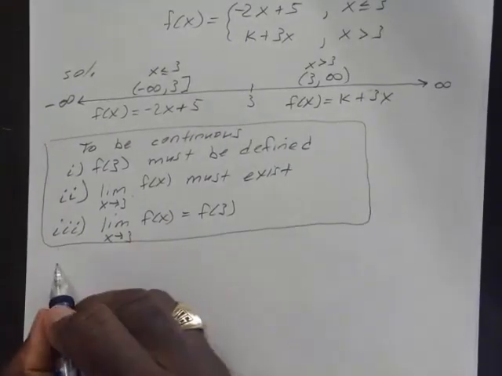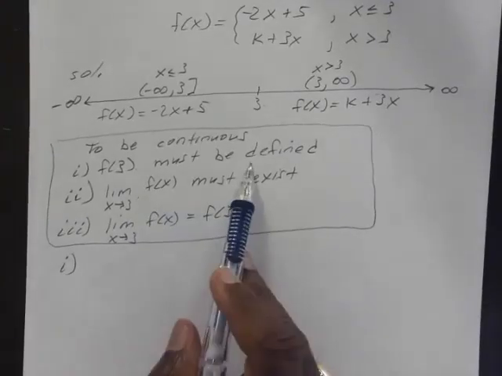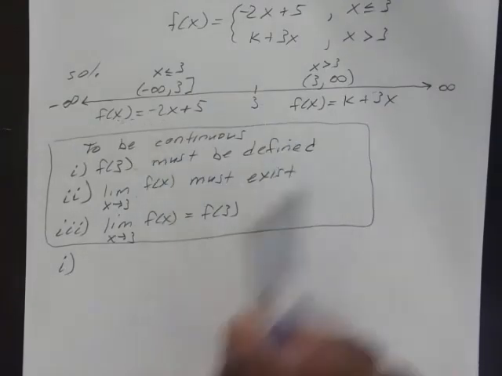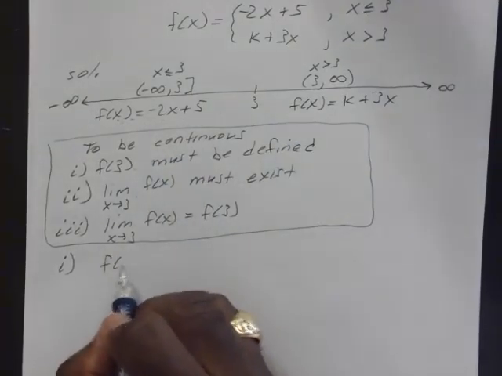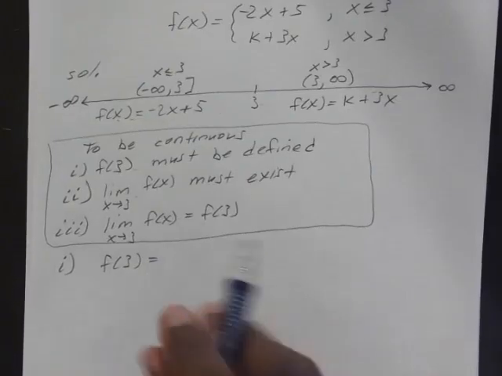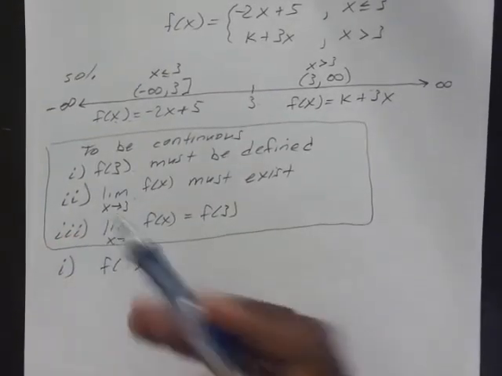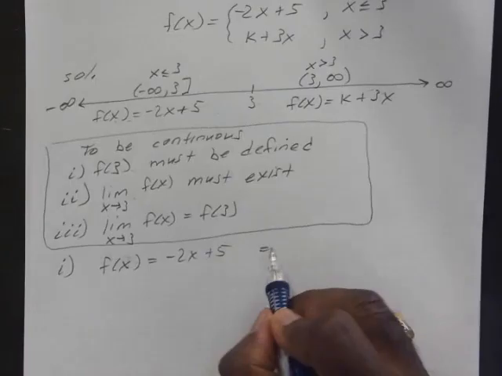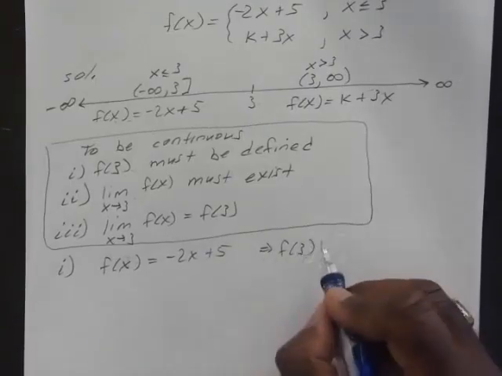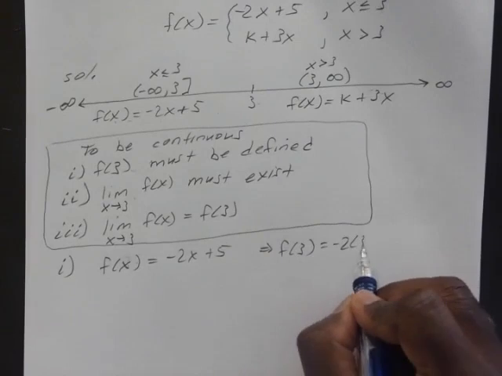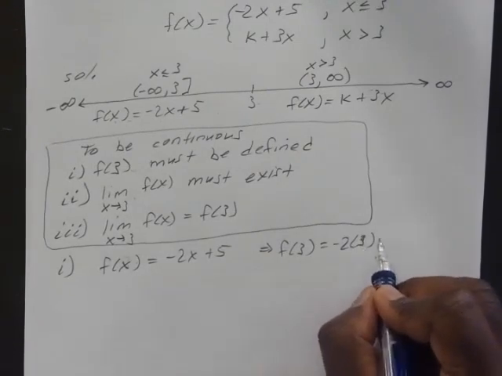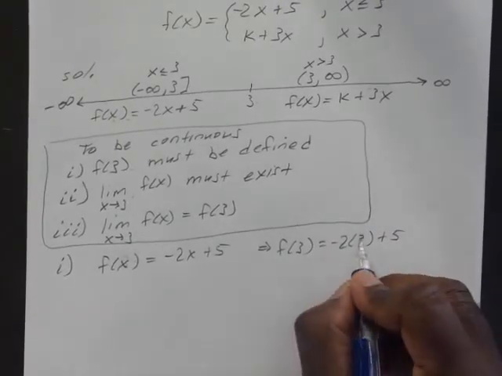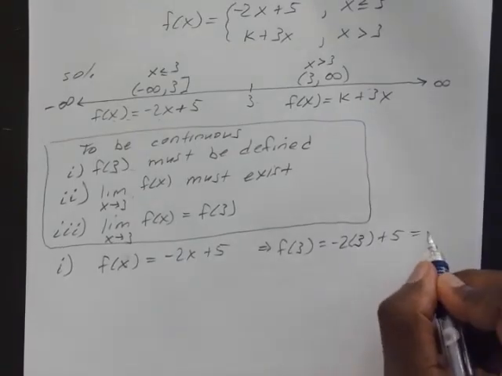Okay, so if we look at the first condition, f of 3 must be defined. So we plug in the value of 3 to the function on the left and to the right of it. So we know that f of 3, I'll put the f of x first. f of x is equal to negative 2x plus 5, which means that f of 3 equals negative 2 times 3 plus 5, which is equal to negative 1.